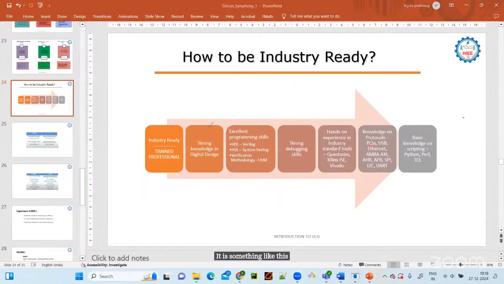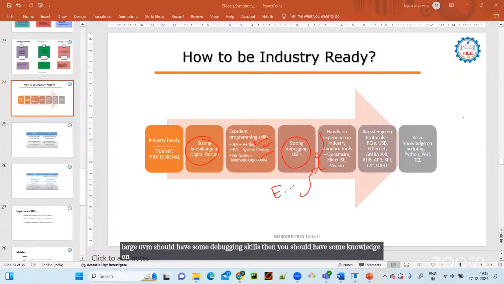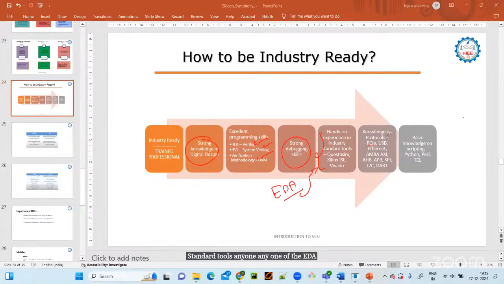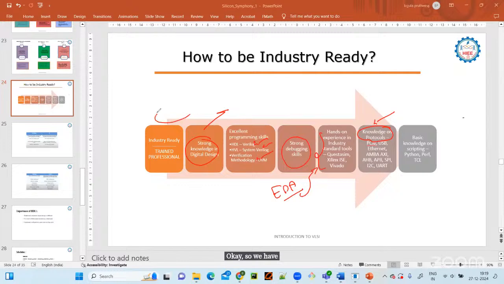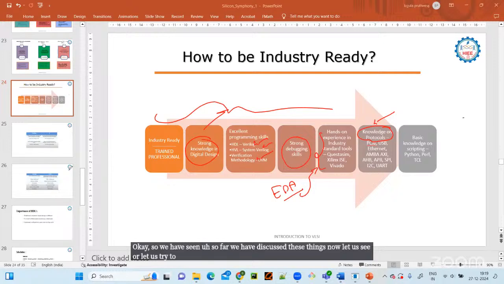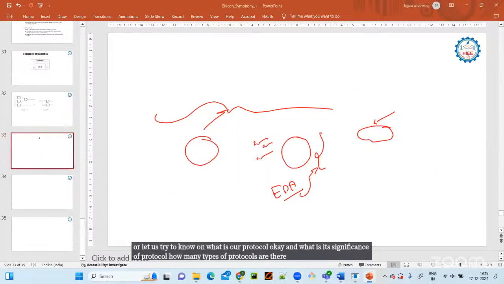Where we have seen you should have strong knowledge in digital. You should have some knowledge in Verilog, SystemVerilog or UVM. You should have some debugging skills. Then you should have some knowledge on standard tools, any one of the EDA tools. And then what else is required? You should have some knowledge on protocols. So we have discussed these things so far. Now let us try to know what is a protocol, what is its significance, how many types of protocols are there, all those things we will focus on now.